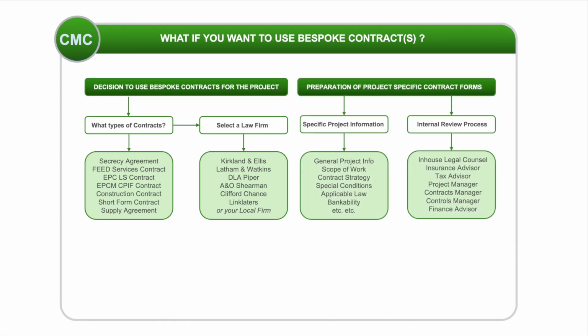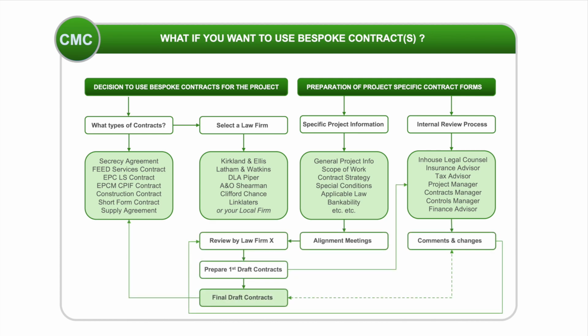Before the law firm can start, the project team has to prepare a project information package with all relevant information and requirements which can be issued to the law firm. After review by the law firm, you may need to conduct a number of clarification and alignment meetings to make sure that the law firm fully understands your requirements and timeline.